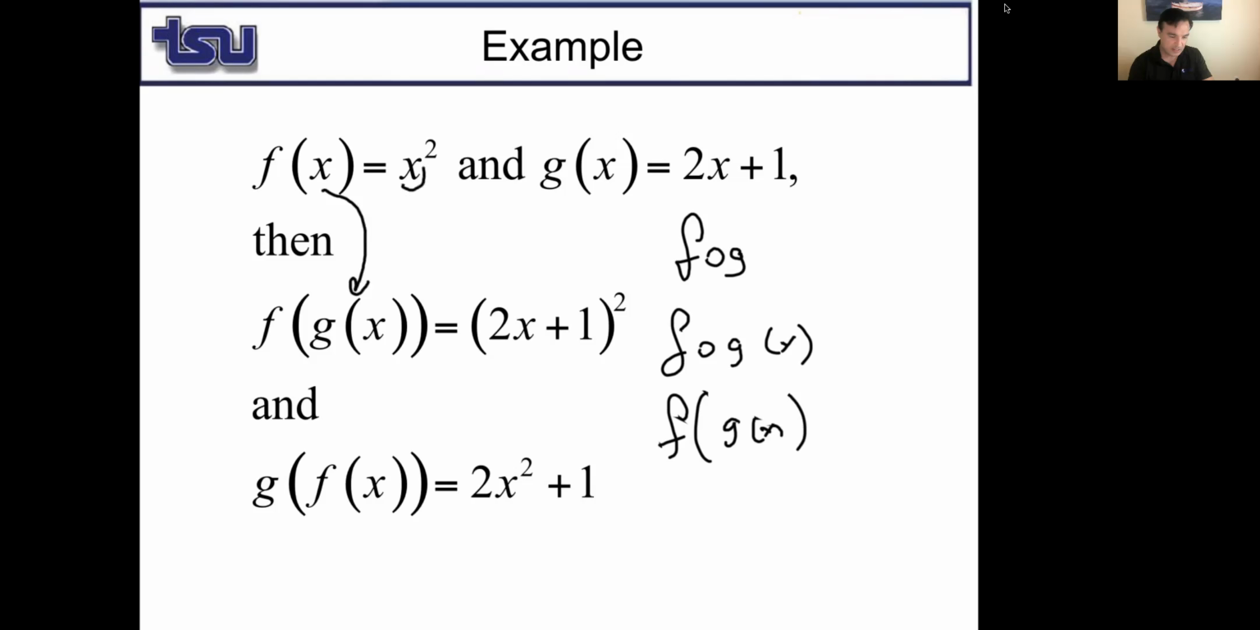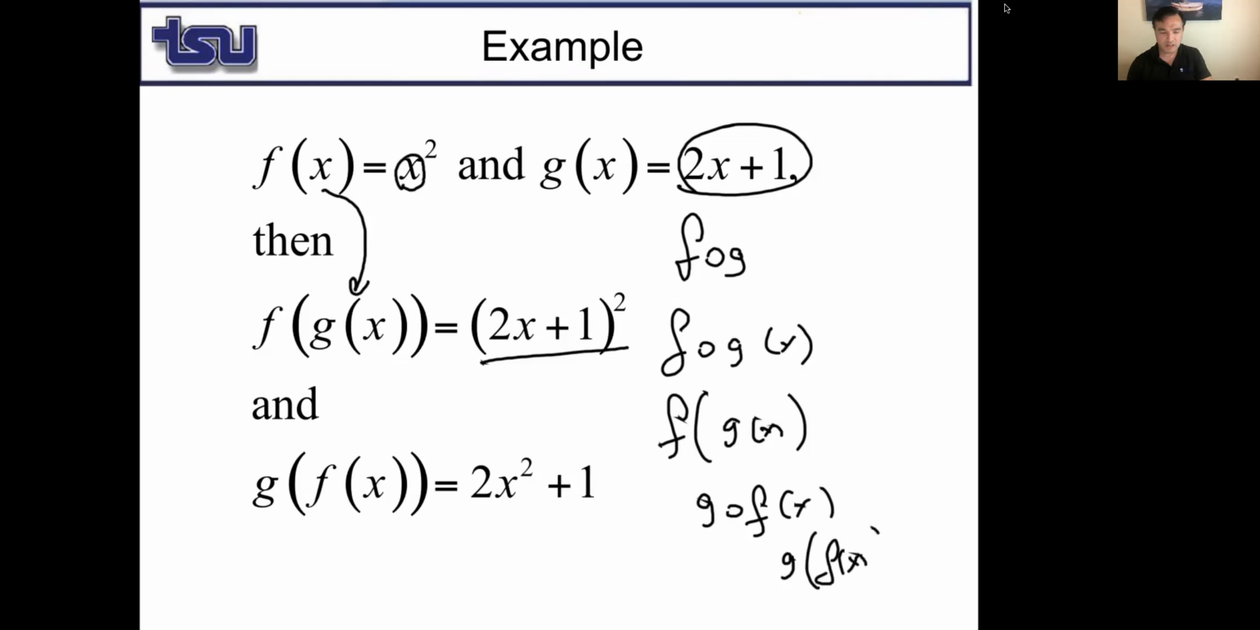So whenever you see x, replace it with 2x plus 1. That's what it is. However, g of f of x, in other words, whenever you see this x here, replace it with what? The whole f of x, which is x squared. It will be 2 times x squared plus 1.